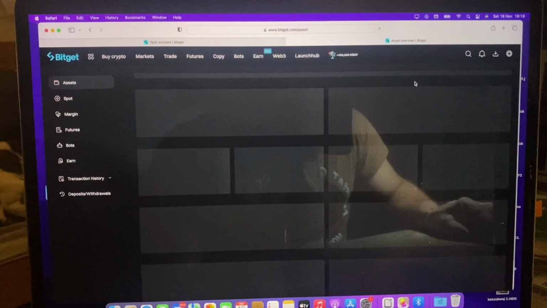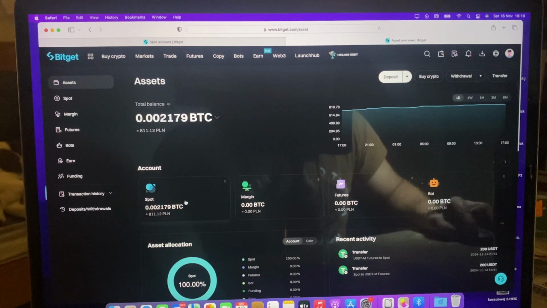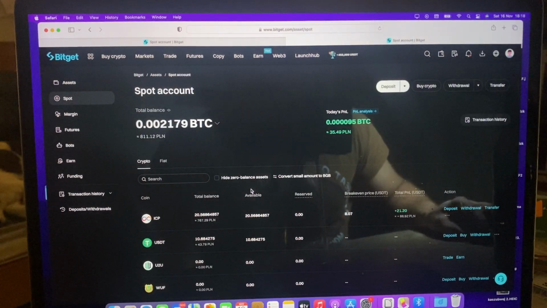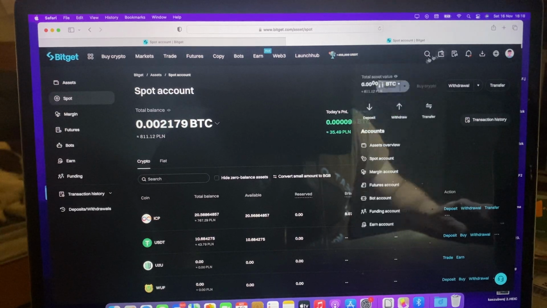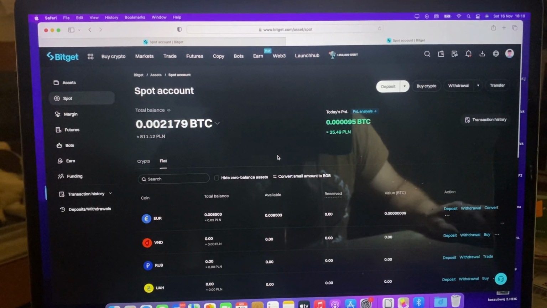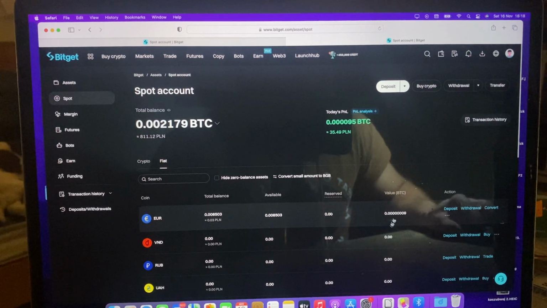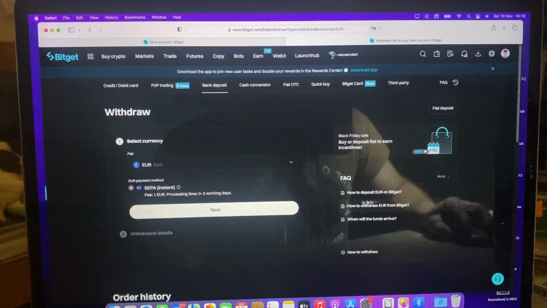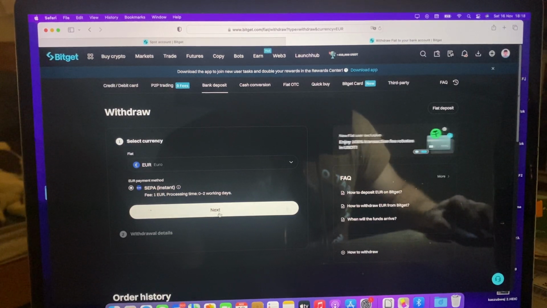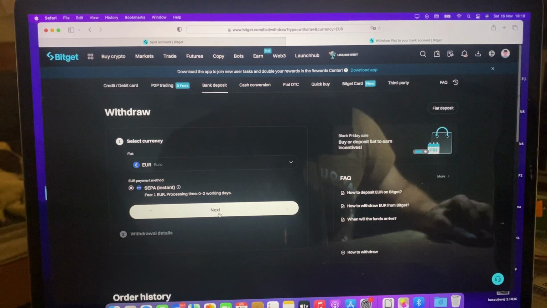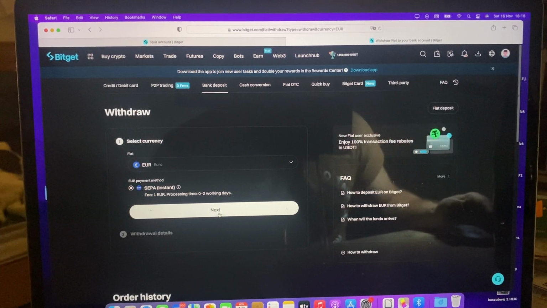Now we only have to send it to our previously set up bank account, so we click on our wallet and fiat. Here we see how much euro we have, and we click withdrawal, and when we click next, here will be our bank account. That's why they first need you to send them some money, and in 1 or 2 working days you will get your money to your bank account.